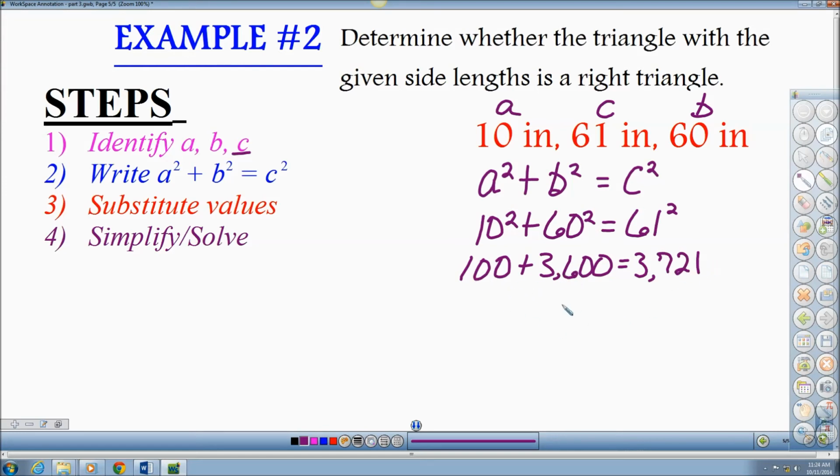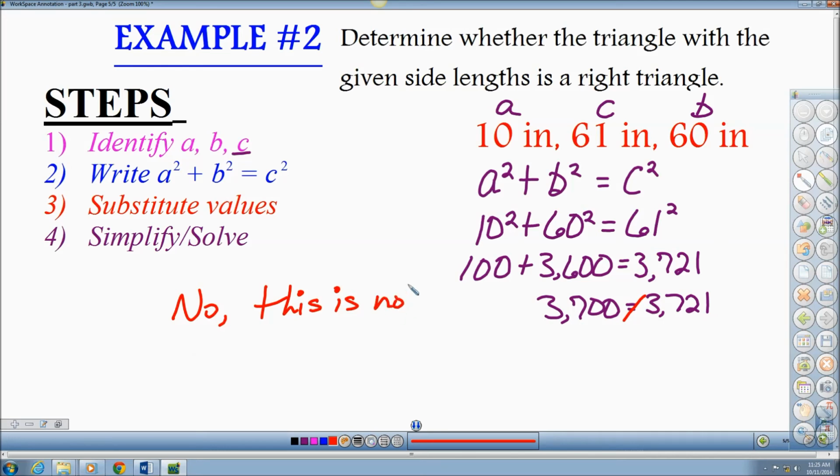Now I add these two together. So 100 plus 3,600 is 3,700. And I bring this one down, 3,721. You notice that these are not true. 3,700 is not equal to 3,721. Therefore, no, this is not a right triangle.